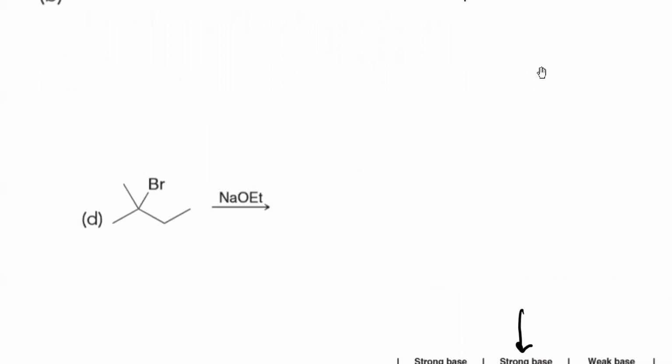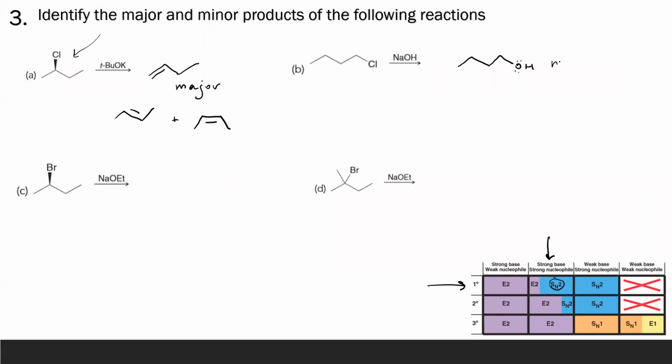We'll also get some E2 product. It would just be this, this is your E2 product. You look at the beta protons there. Okay.